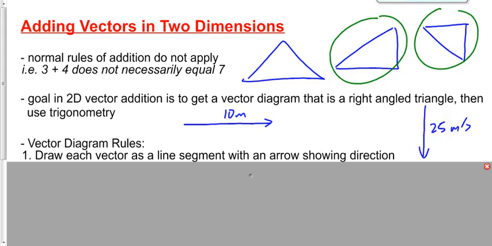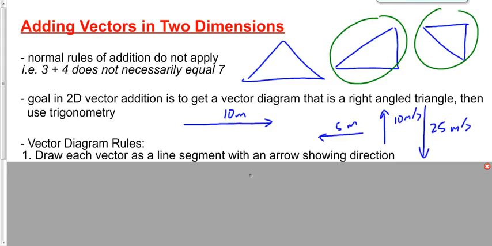Five meters to the west, 10 meters per second to the north, and so on. We don't have a vector diagram drawn yet, but at least we know how to draw the vectors. A vector is a line segment with a little arrow on the end of it indicating direction.